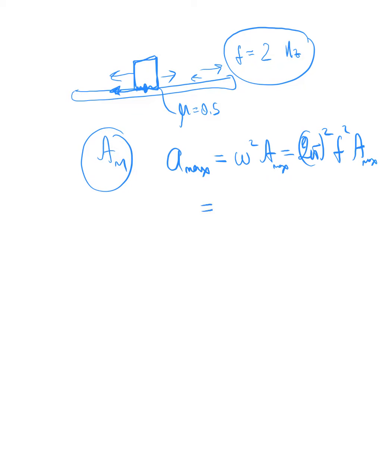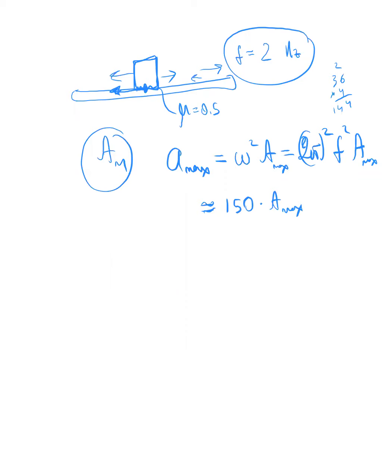Since frequency is 2 hertz, this is approximately 36 times 4. And what's 36 times 4? 36 times 4 is 144, about 150 times maximum amplitude.